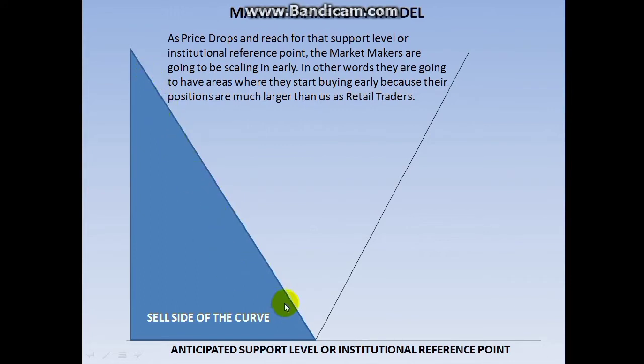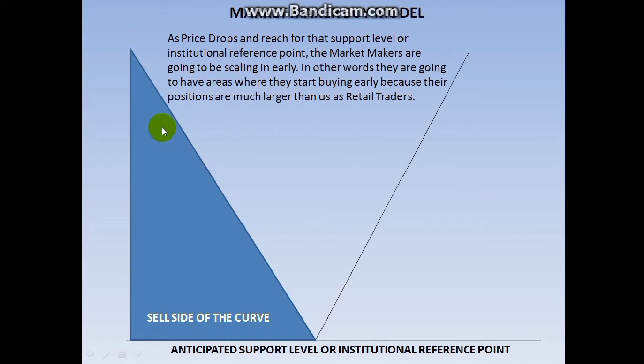Now going down further, as price drops and reaches for that support level or institutional reference point, the market makers are going to be scaling in early. In other words, they are going to have areas where they start buying early because their positions are much larger than us as retail traders.